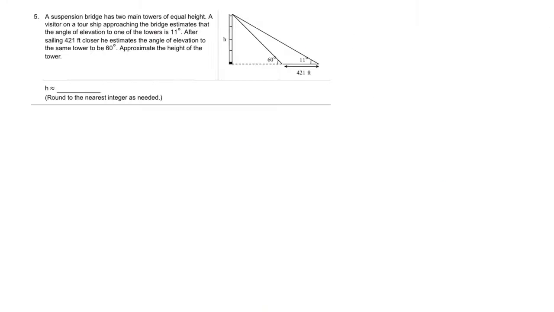Now here's another question. Suspension bridge, two main power towers of equal height. A visitor on a tour ship approaching the bridge estimates that the angle of elevation of one of the towers is 11 degrees. After sailing 420 feet closer, he estimates the angle to the same tower to be 60 degrees. So really we're just talking about one tower. There's a ship here, and it takes the reading at 11 degrees, then they go closer, and a reading there, now it's 60 degrees.